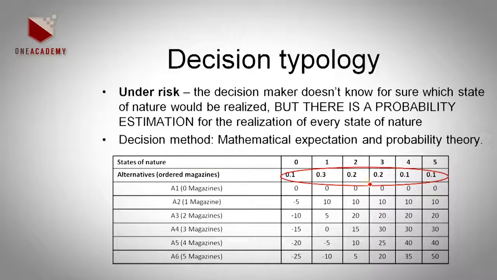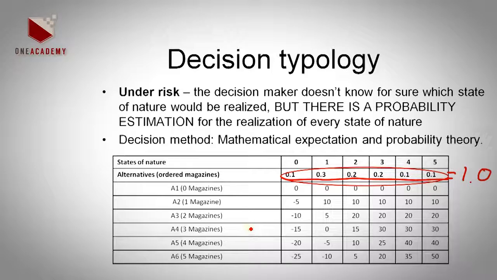Okay, next case, decision under risk. The decision maker doesn't know for sure which state of nature would be realized, but there is a probability estimation for the realization of each state of nature. Which basically means that in our decision matrix, we not only have the states of nature and the alternatives, but we also have an estimation for the probability of occurring of each state of nature. I would like to remind you that the sum of these should be equal to 1 or to 100%.